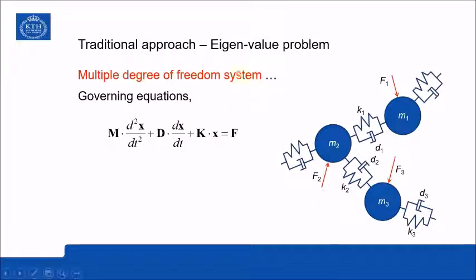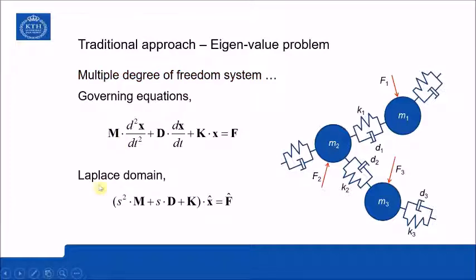So let us now illustrate this with a multiple degree of freedom system. If we write the governing equations in this form, matrix vector form, it's the inertia forces, friction forces, and stiffness forces equals the external exciting forces. On Laplace domain form, we can rewrite it in this way.